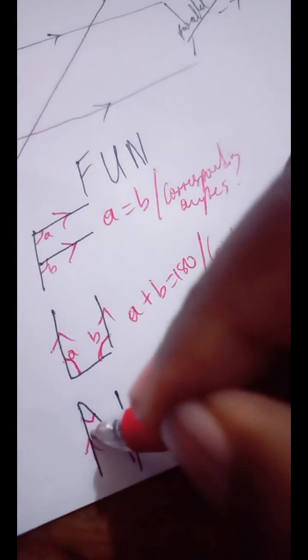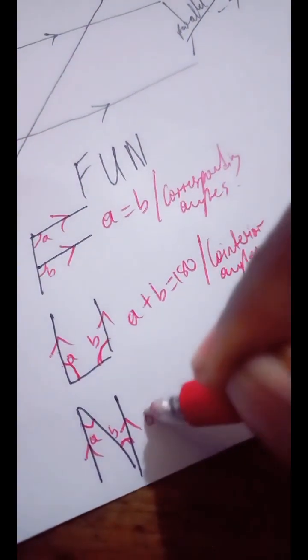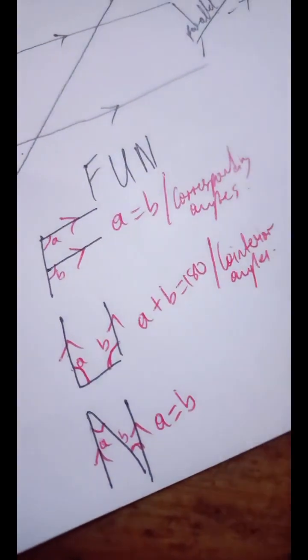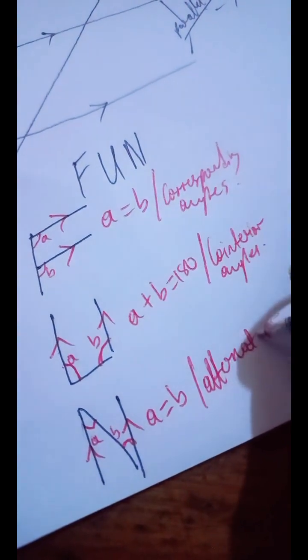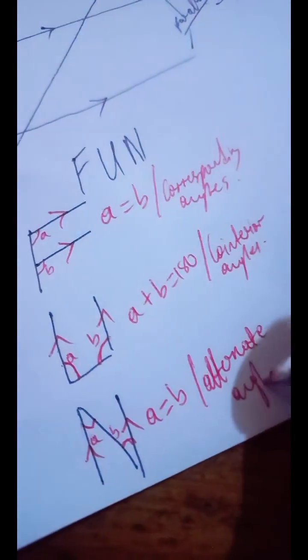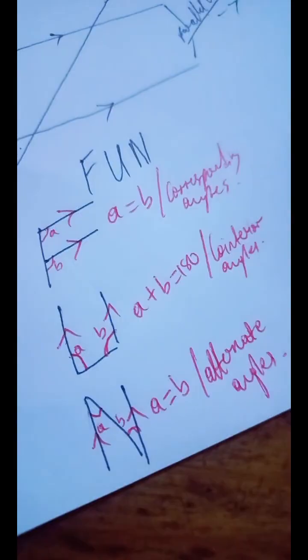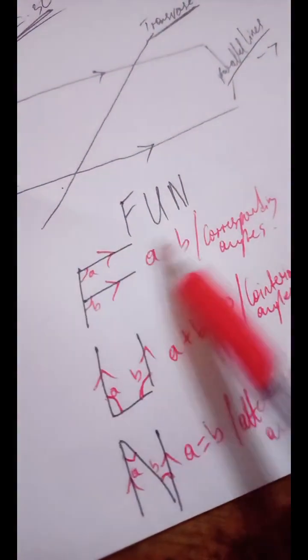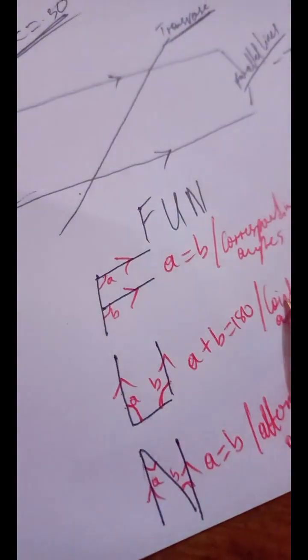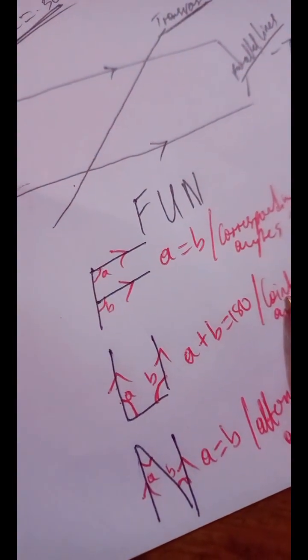From there, we go to this. So we have angle A and angle B. A is equal to B. These are alternate angles. So literally, if you check, F angles are equal, U angles add up to 180.